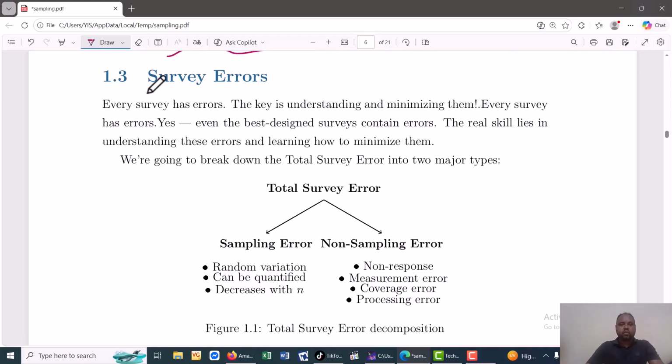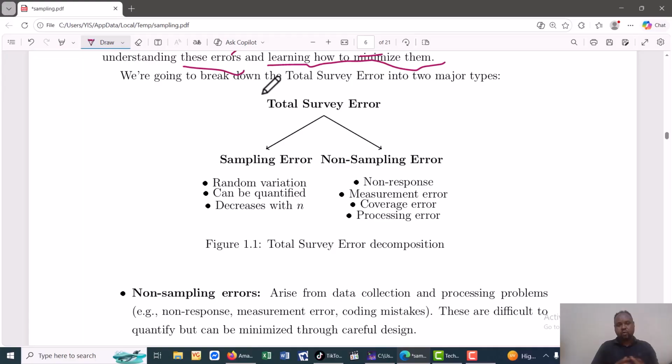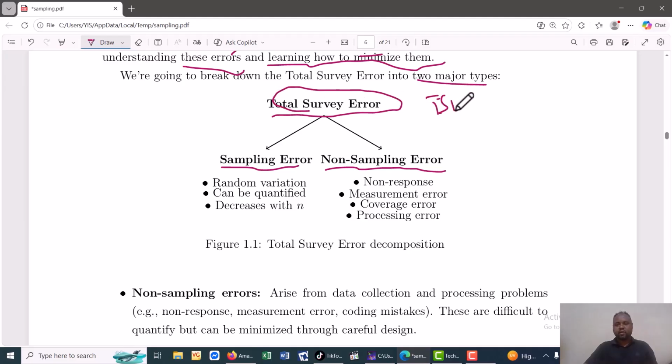Here's the second topic, which is survey errors. So every survey has errors. The key concept here is understanding and minimizing them. We are going to break down the total survey errors into two major types. These are nothing but sampling error and non-sampling error. When we consider these two at a time, these are nothing but total survey error. Total survey error is nothing but sampling error plus non-sampling error, right?